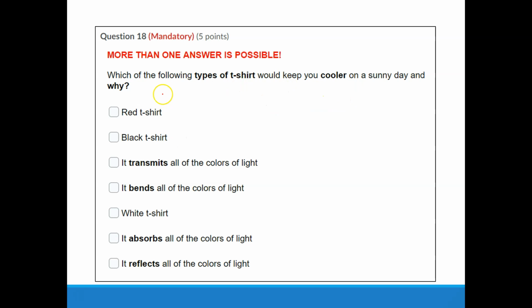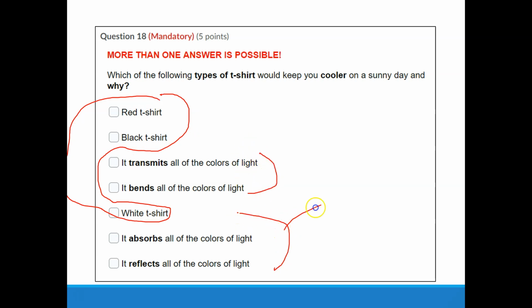Number 18, we're talking about which of the following types of shirts will keep you cooler on a sunny day and why. So red, black, or white, those are the 3 color options. So you're going to choose one of these 3 colors, red, black, or white. And then the reason why, you have 4 options for the reason why. So let's go ahead and talk about that here.